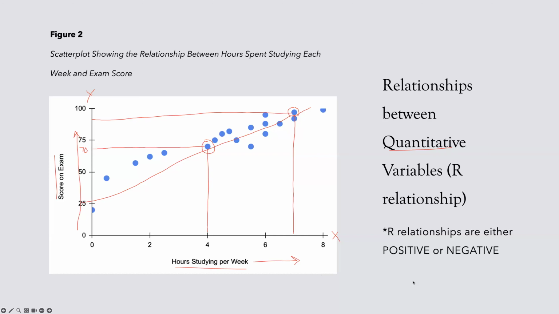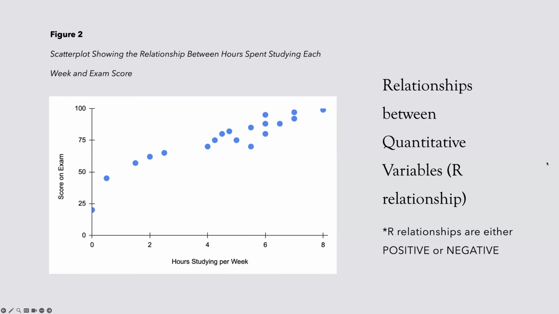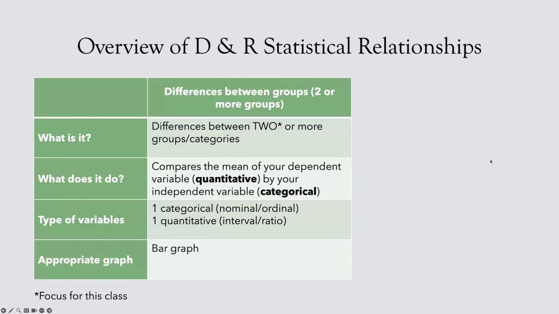So again, this is another basic type of relationship. This is an R relationship, a relationship between quantitative variables. So those are our two basic forms of statistical relationships. And just as a quick review and comparison, for the differences between groups, you need to have two or more groups.